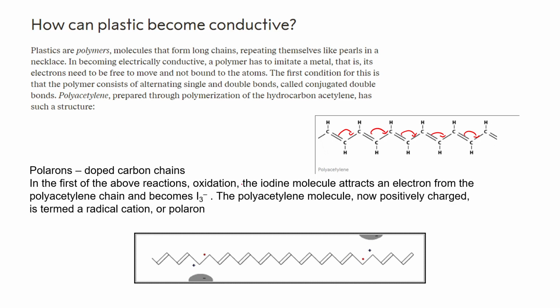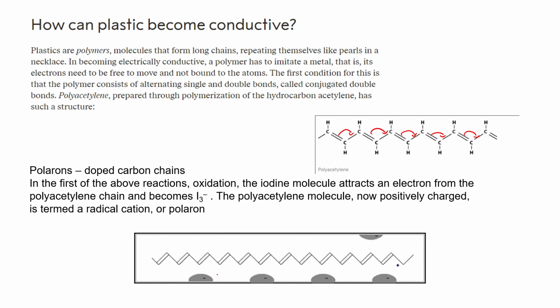So what they have done is they have used some kind of oxidation reaction, like with iodine, which takes up one of the electrons. When iodine acts as an oxidant, an electron is transferred to iodine and it makes I3 minus. In this way the surface is negatively charged, I3 minus. Now this polyacetylene molecule is positively charged, and this is termed a radical cation or polaron.